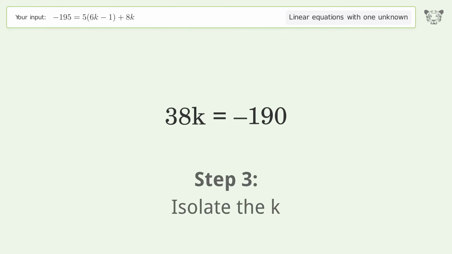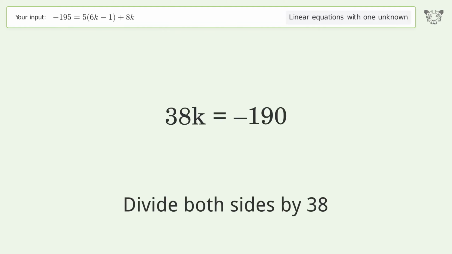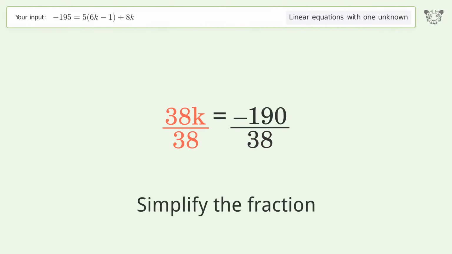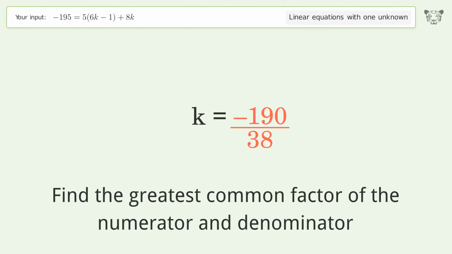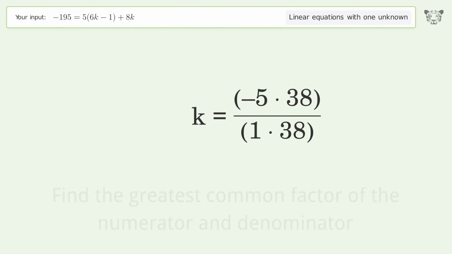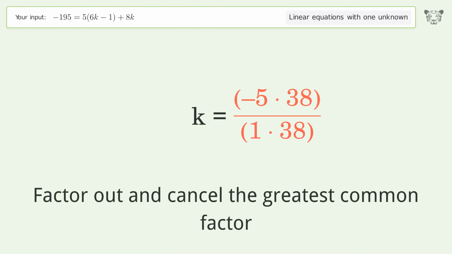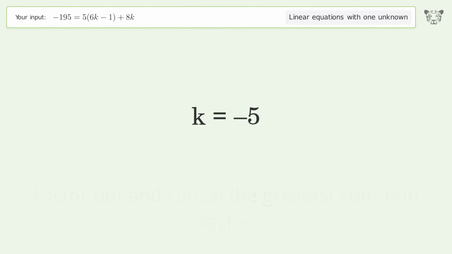Isolate the k. Divide both sides by 38. Simplify the fraction. Find the greatest common factor of the numerator and denominator. Factor out and cancel the greatest common factor. And so the final result is k equals -5.